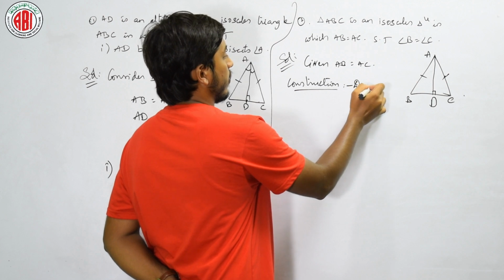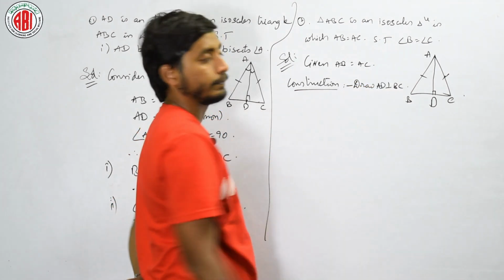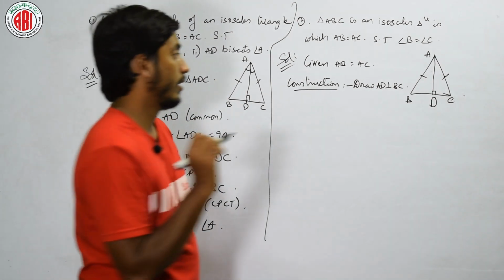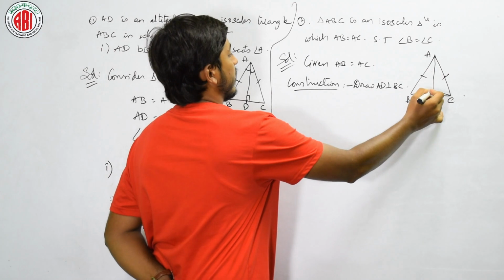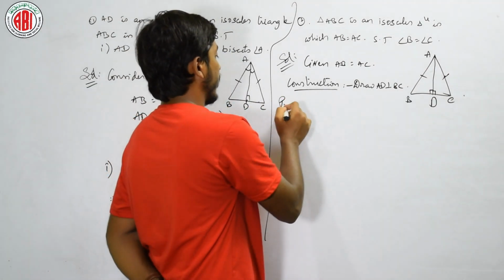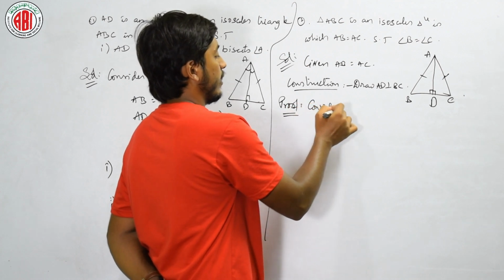Draw AD perpendicular to BC, right? Some construction, just to draw a line. Now if we observe the same thing, the same question, it will repeat. Therefore, when it comes to proof, consider two triangles.